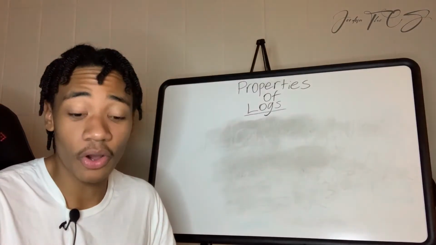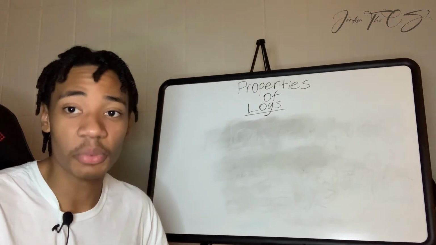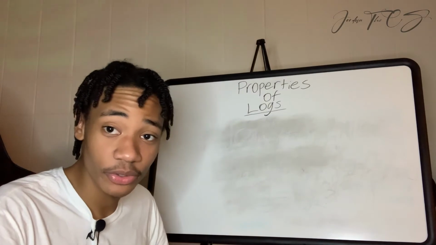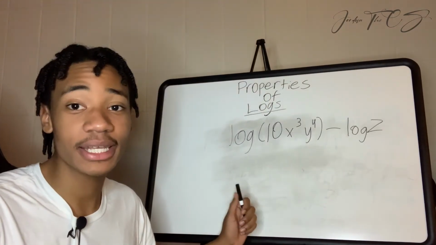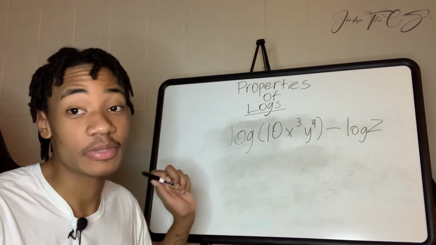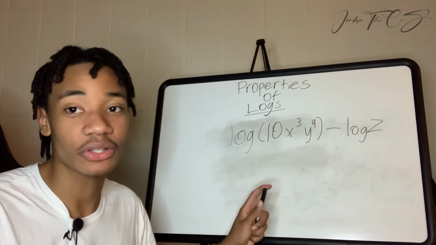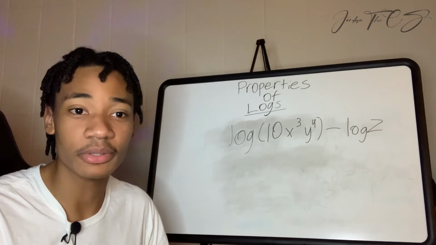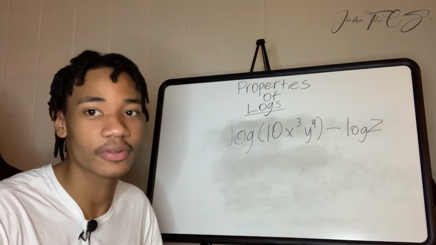Now I went over all 9 properties of logarithms, so I'm going to do a couple of problems with you guys right now. All right, guys, it's about to get real crazy. So I have log of 10x cubed times y to the 4th minus log z. I'm just going to expand this problem out. Also, these problems are from what I'm using to relearn math, and hopefully I don't get in trouble.